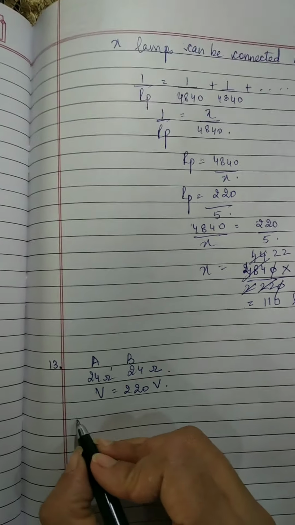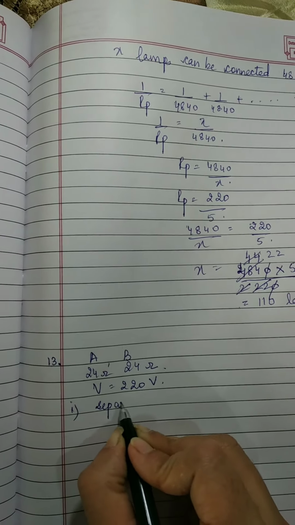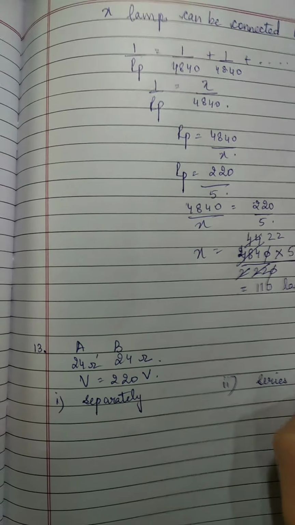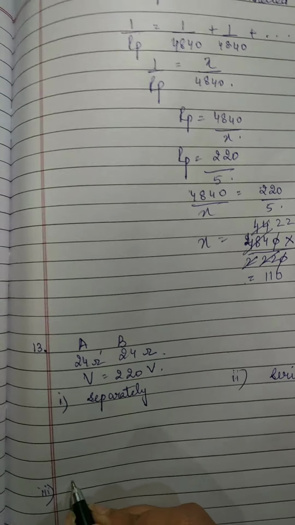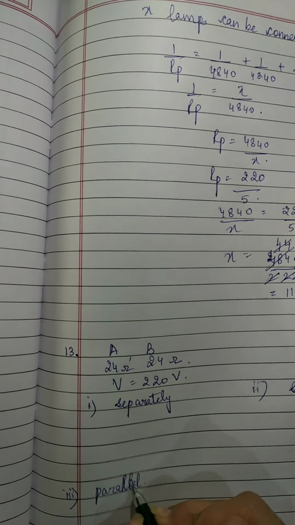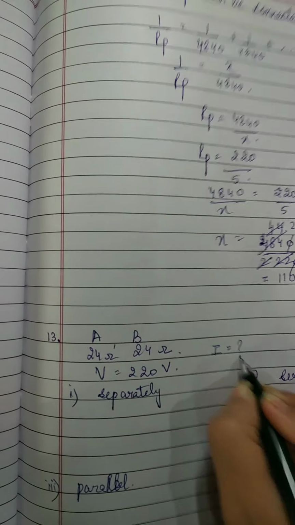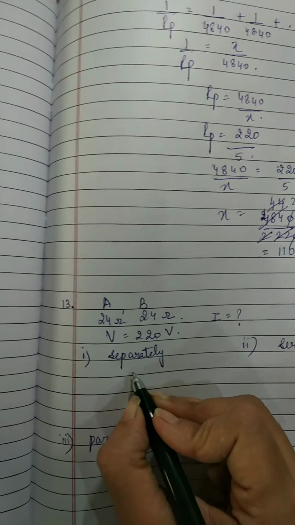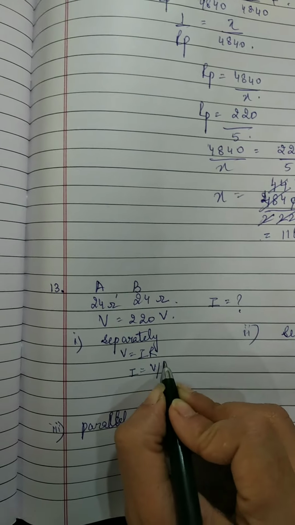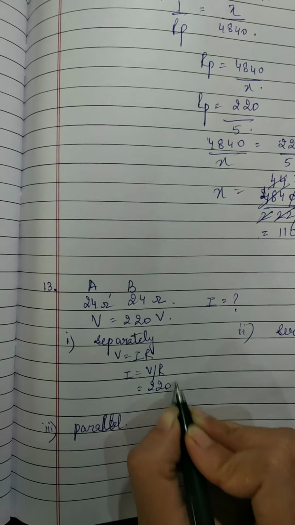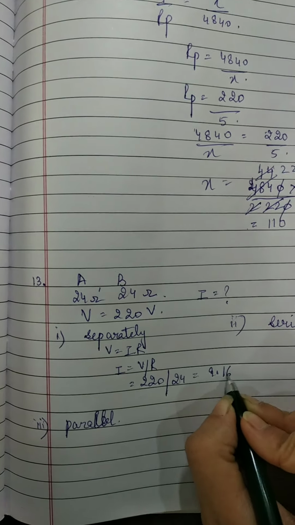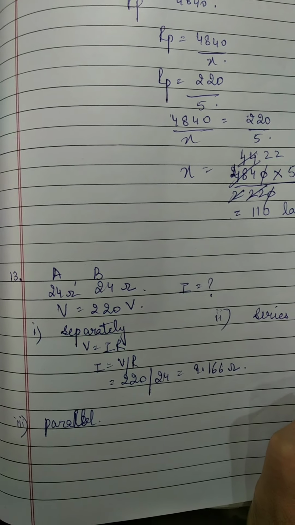And we have three cases. The first, they are connected separately, then in series, and then in parallel. So we have to calculate the value of current for all the three cases. Once they are connected separately, we already know V is equal to IR according to Ohm's law, or I is equal to V upon R. So simply 220 upon 24, which is equal to 9.166 ohm, right?